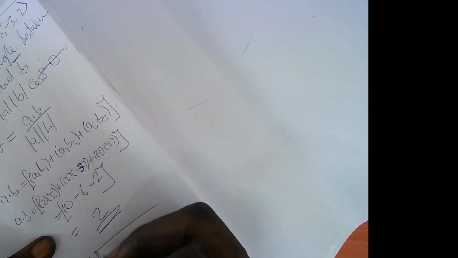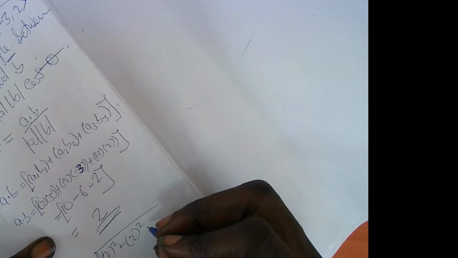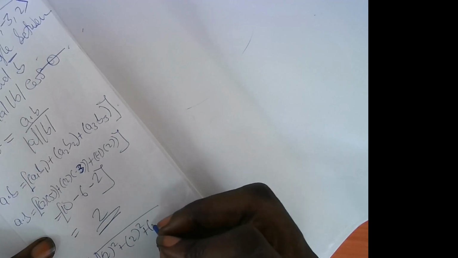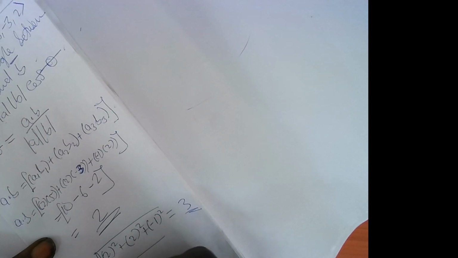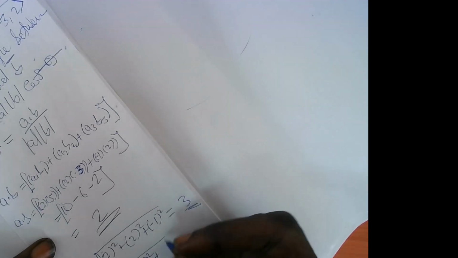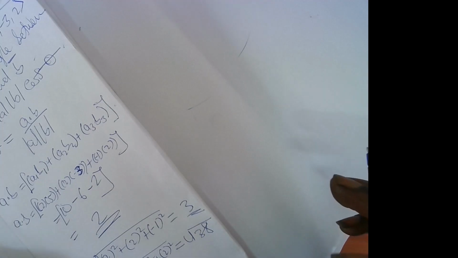Having known that, let's find the magnitude of A. By Pythagoras, it is 2 squared plus 2 squared plus minus 1 squared, which will give us 3. And the magnitude of B is 5 squared plus minus 3 squared plus 2 squared, which gives us root 38.